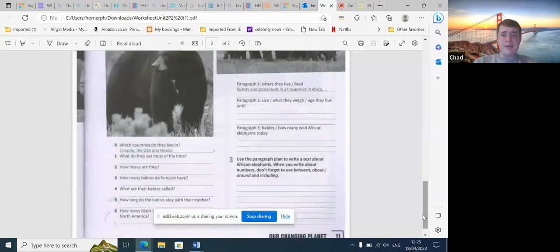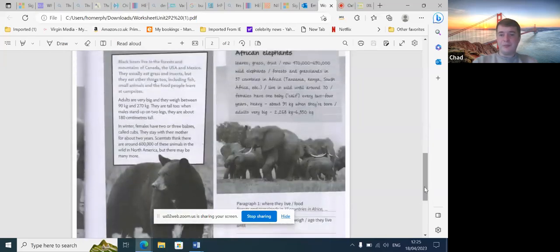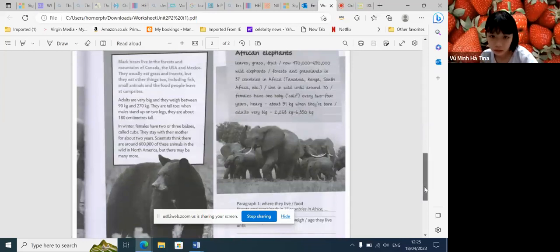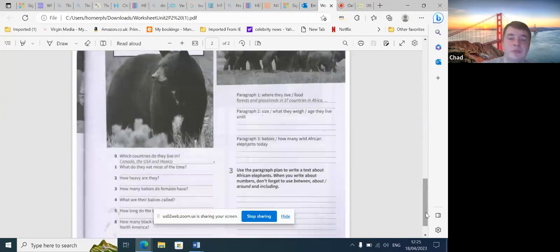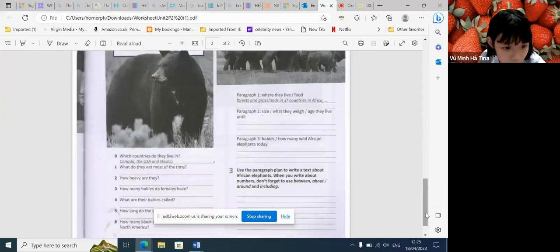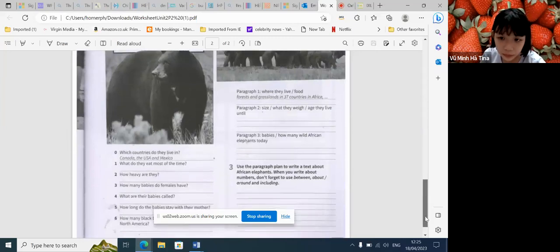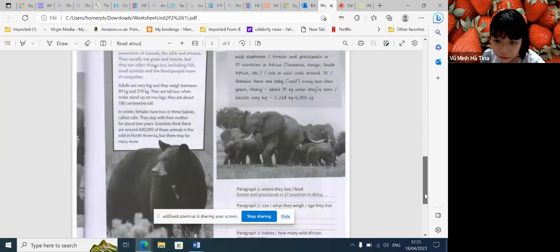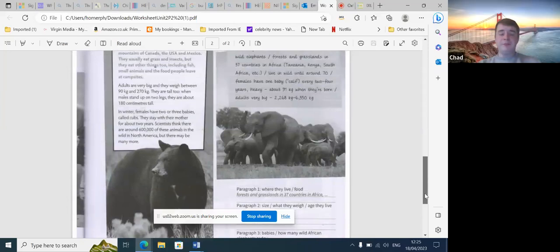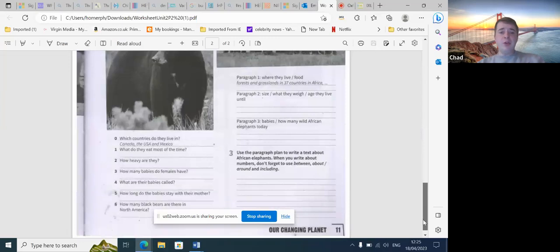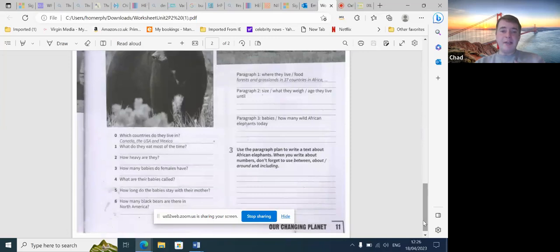Okay, Tina, question 3. How many babies do females have? Right, 2 or 3. So in winter, female black bears have 2 or 3 babies, and they're called cubs. Okay, men, question 4. Oh, we've just answered question 4. What are the babies called? Well, they're called cubs. Men, we'll give you question 5.